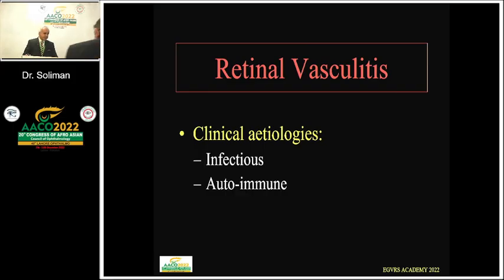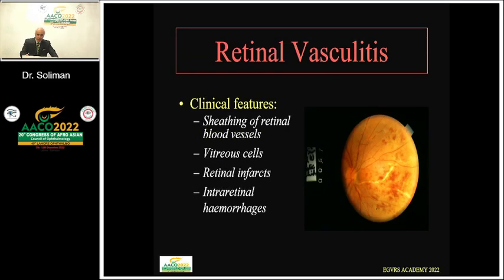We divide retinal vasculitis into two main clinical entities, depending on the etiology, infectious and autoimmune, like most of the uveitis entities, and the clinical features, how to diagnose retinal vasculitis. Number one is the sheathing of the blood vessels. This sheathing is nothing but inflammatory cells surrounding the vessels, whether the veins or the arterioles, as you see here in this patient, and vitreous cells, quite often retinal infarcts because of the occlusive vasculitis which is taking place, and of course, due to the ischemia, the retinal hemorrhages.